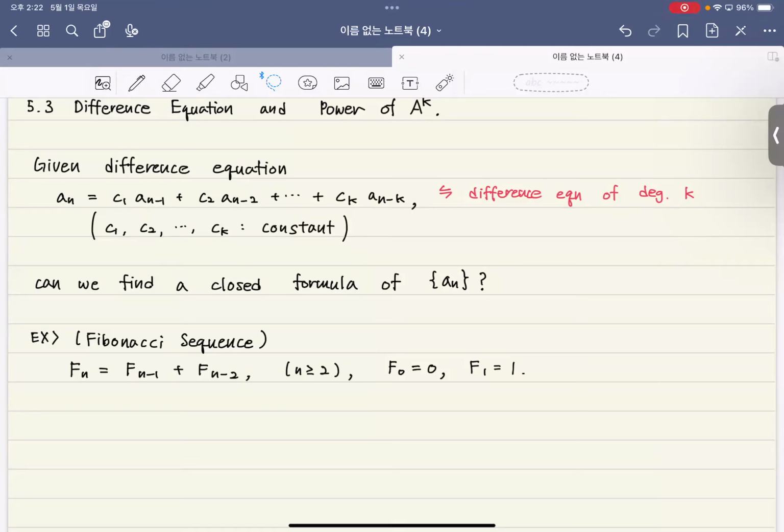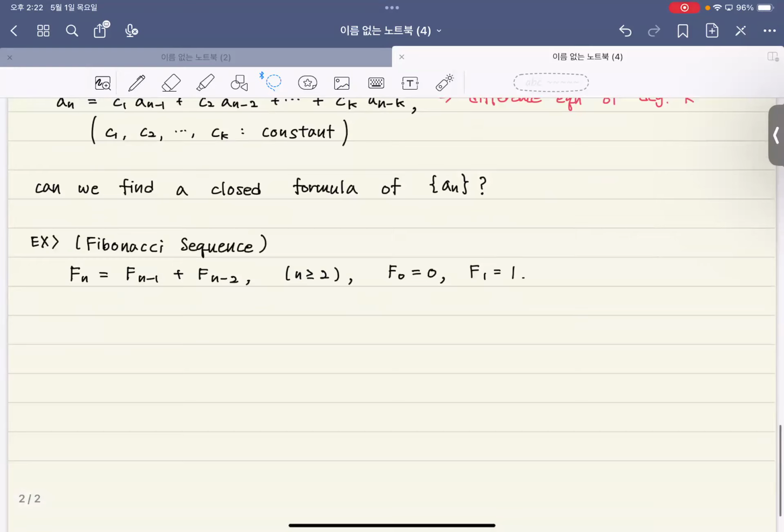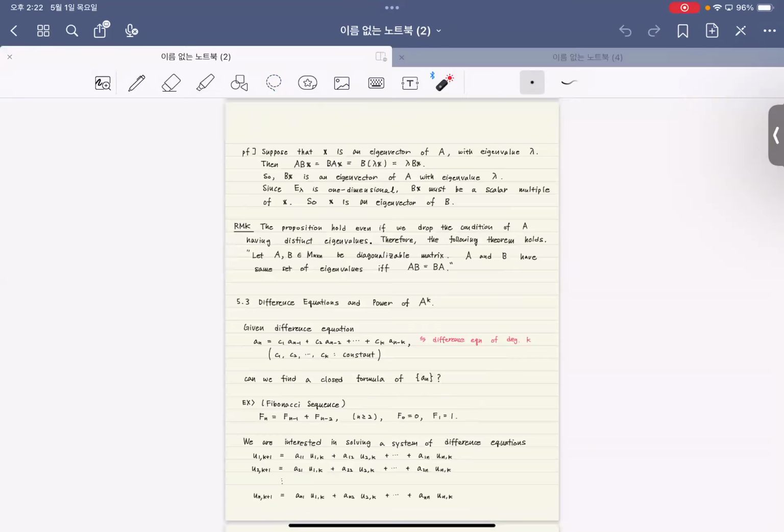Have you ever tried this problem before, like when you were a high school student? Did you? No? Yes? Maybe? If you have never solved such a difference equation, then I will try to solve this. We are interested in solving this kind of difference equation. Actually, we're going to do even more than that.